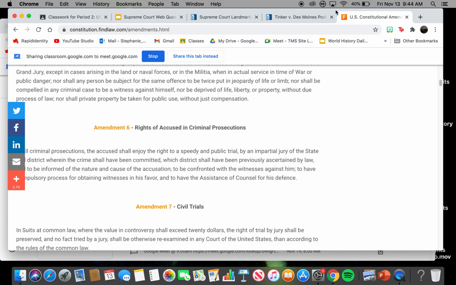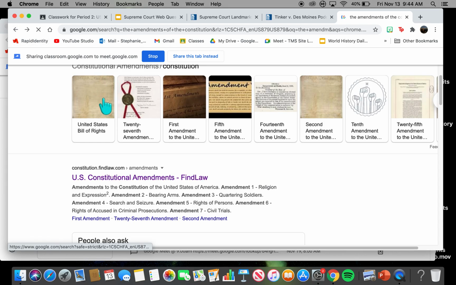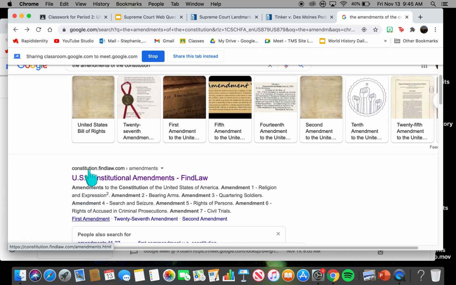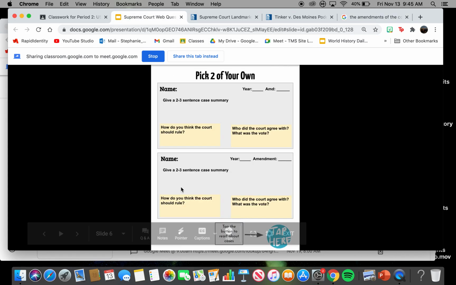So again, if you're having trouble with the amendment part, you're going to go to Google. You're just going to type in the amendments of the Constitution. Then you're going to go to this one, constitution.findlaw.com. And it just basically tells you all the amendments.